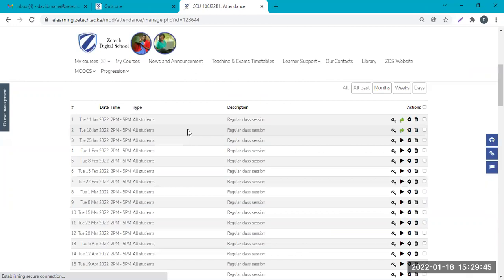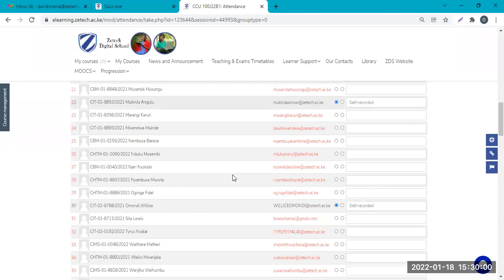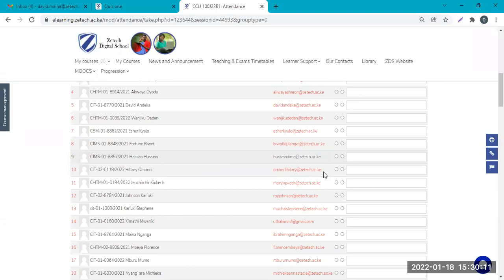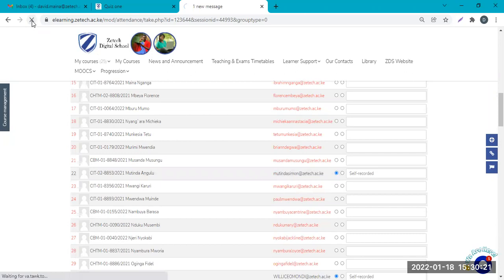Already I can see somebody has registered. Wacha tuone huyu ni nani ameregister. Mutinda Angulu has already ticked his register. We can see Omondi Willis. Willis has already recorded himself as present. Who else? We can see Mutinda Angulu. Pia amejirecord. Let me refresh my page to see wengine.